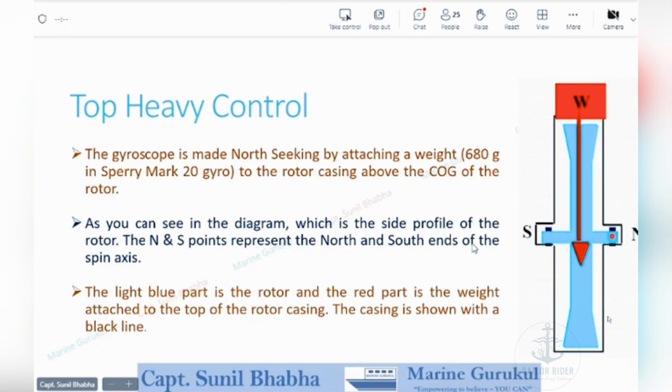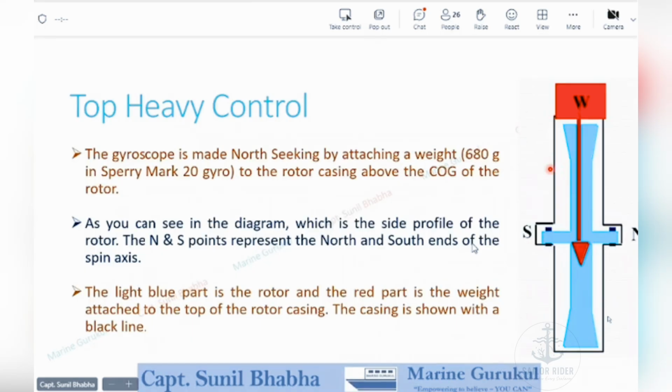The north and south points represent the north and south ends of the spin axis, and this light blue part in the middle represents the rotor. It is the side profile of the rotor. Now outside the rotor you see a black color casing. This is called the rotor casing. Till now we have not seen the rotor casing in any of the gyro diagrams. But actually, when the gyro compass is made, this rotor and spin axis arrangement is fitted inside a rotor casing.